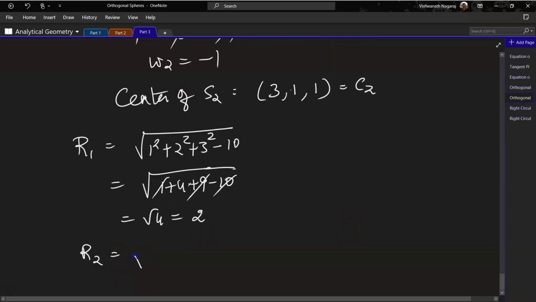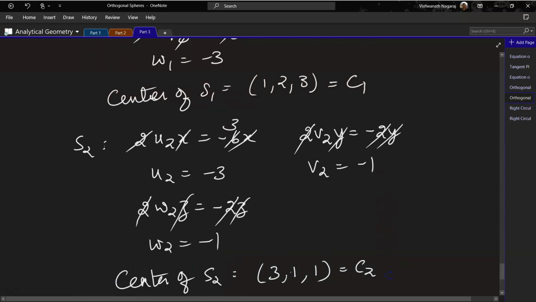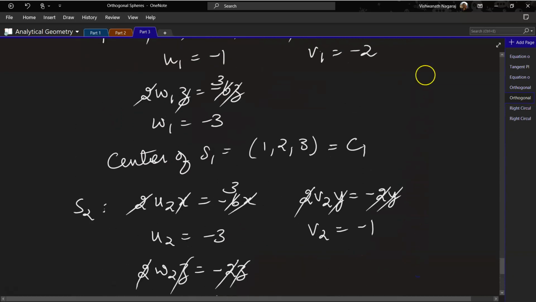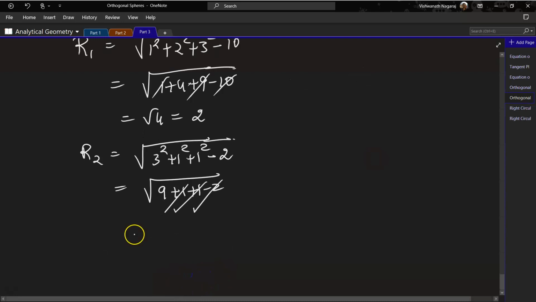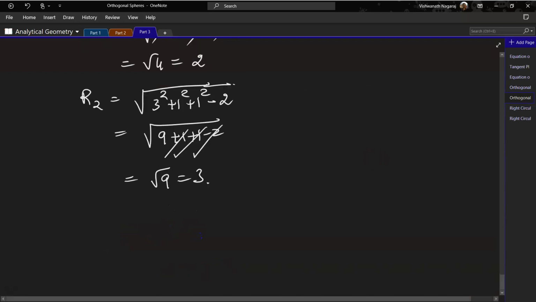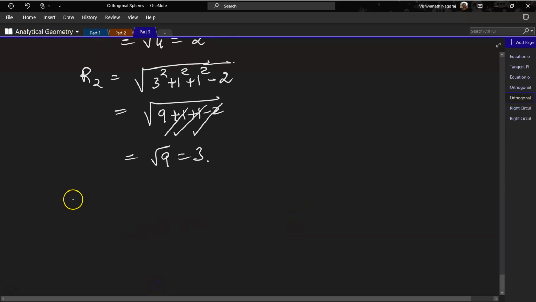Similarly, R2 is equal to the square root of 3 square plus 1 square plus 1 square minus d, where d is 2, which is equal to 9 plus 1 plus 1 minus 2. So the 2 gets cancelled, and square root of 9 is 3. So we have got the center, we have got the radius. Now we have to figure out the theta, which is, let's say, the angle between the spheres.